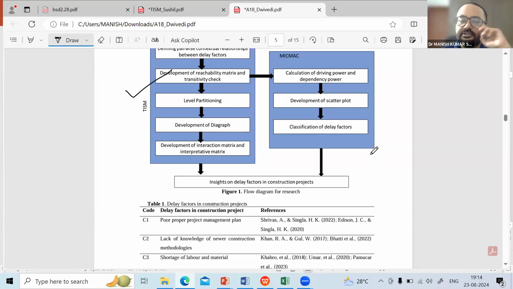Okay. But as you said, this is a mixed method, na? Huh? No, this is not mixed method. I told that mixed method means qualitative and quantitative.